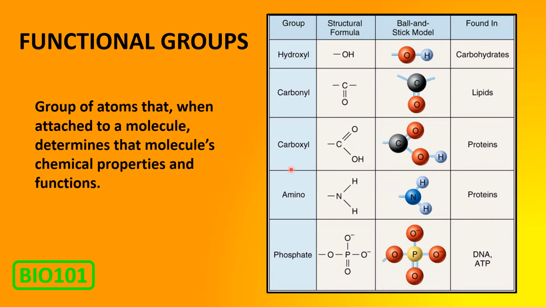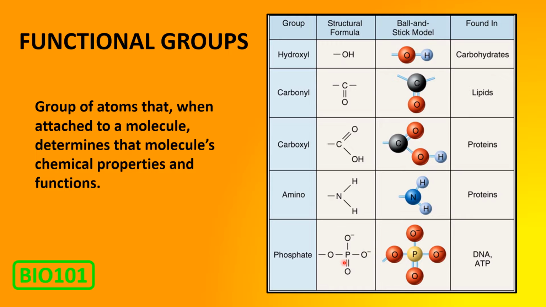Here's the carboxyl group. Kind of like the carbonyl plus the hydroxyl group equals the carboxyl group, because here you have a double bonded oxygen to carbon and also a hydroxyl group bound to carbon. And we see this in proteins. All right, here we have the amino group. Now, amino refers to the presence of nitrogen. So here we have nitrogen bound to 2 hydrogen atoms. In this case, that's your amino group. We see those in proteins as well.